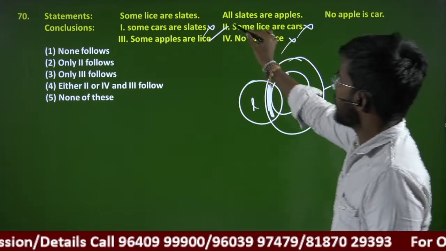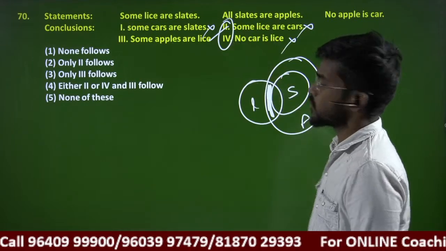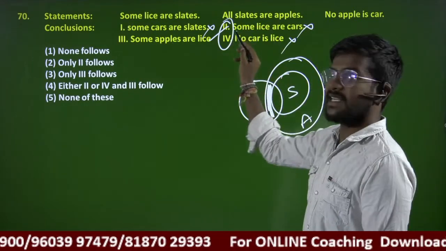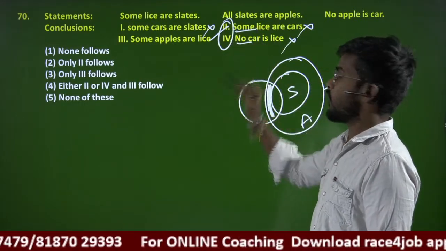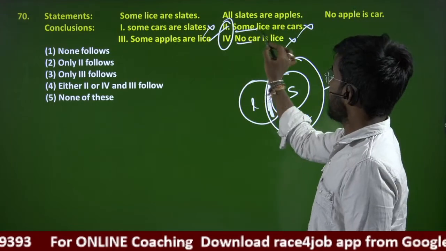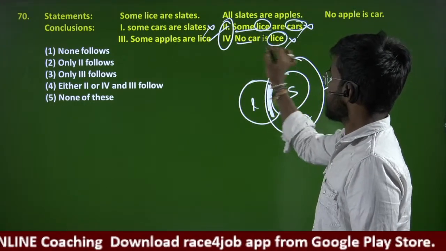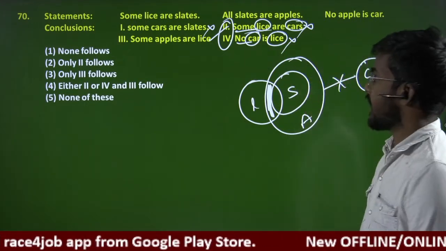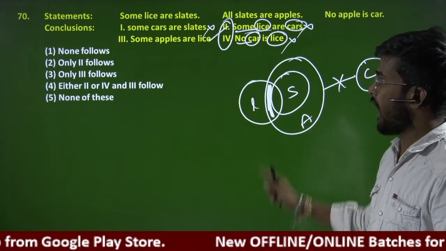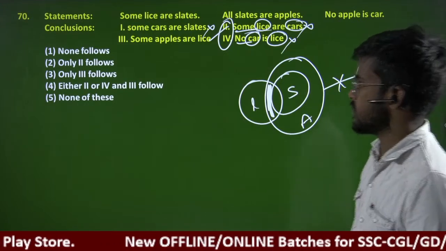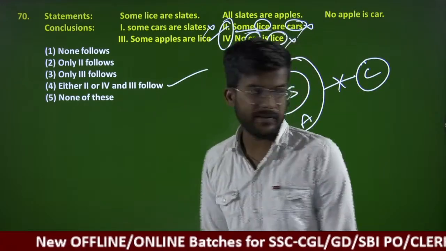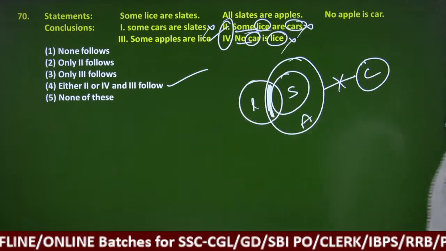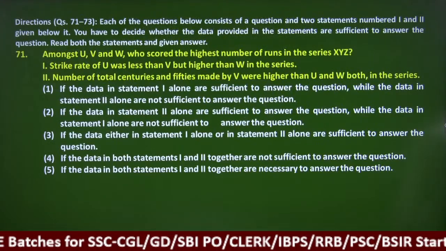But by observing conclusions 2 and 4, we can say that some is the positive statement, no is the negative statement, and elements are same, and individually they are wrong. So we can say that either 2 or 4, and conclusion number 3 follows. So option number 4 is your answer.